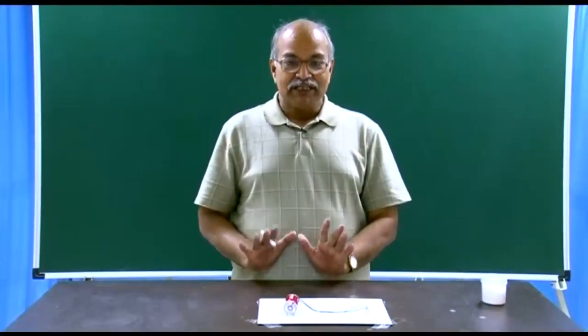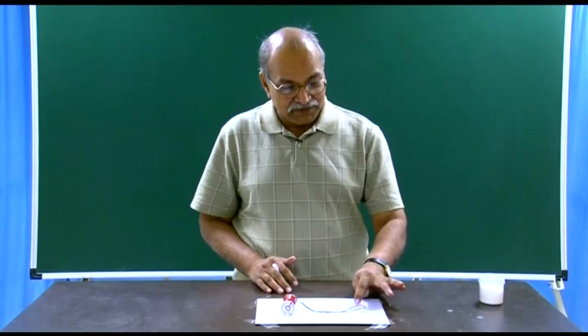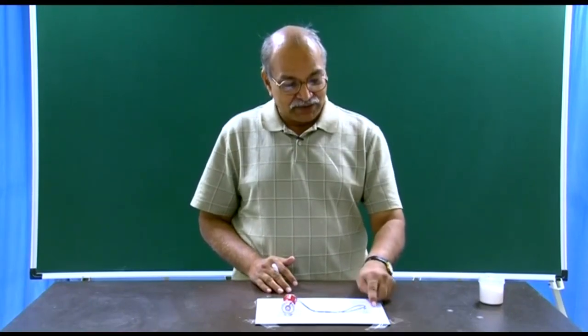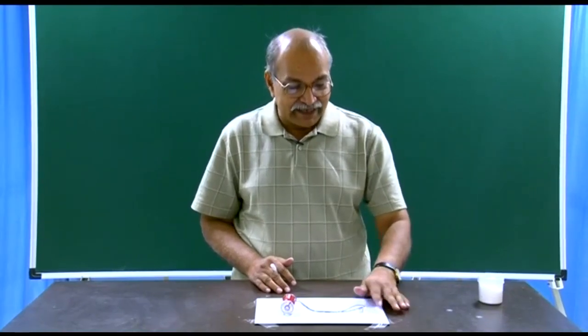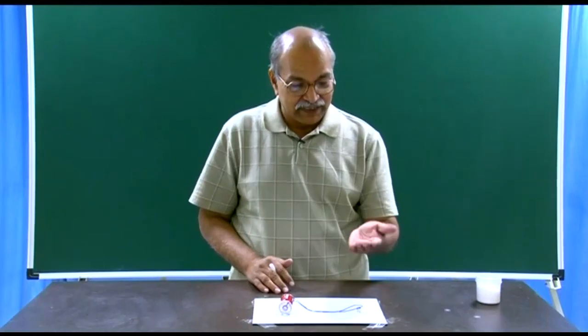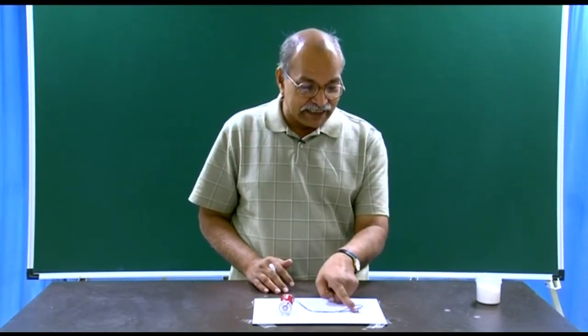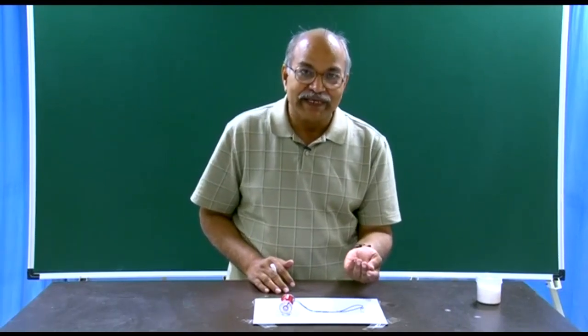Okay, so now let us understand why the motion of this loop depends on the placing of this magnet. Slightly inside, the motion is very good and it goes up to a good extent. Slightly this side and the motion is very low. So why is that?